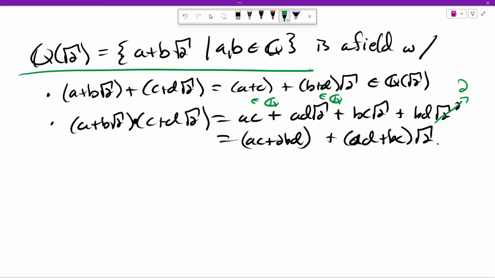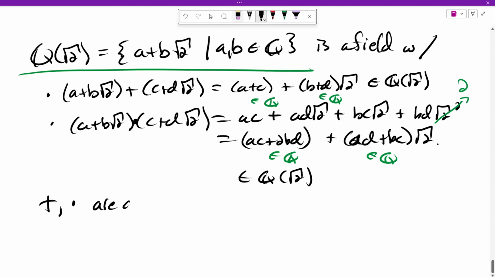And also, if A, B, C, and D are rational numbers, then AC plus BD is a rational expression. And similarly, AD plus BC is a rational expression. So this element, although it looks kind of complicated, is also an element of Q adjoin root 2. Why? Because it's in the right form. It's a rational number plus a rational number times root 2. So both of these operations, plus and times, are closed. Well, let me put it like this. Q adjoin root 2 is closed under plus and times.